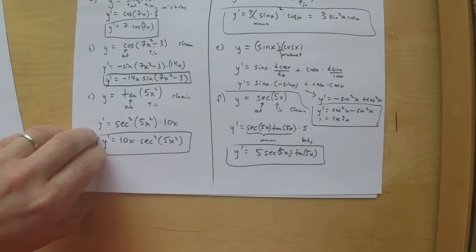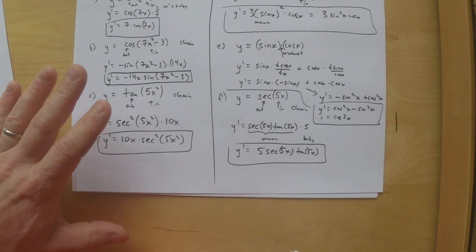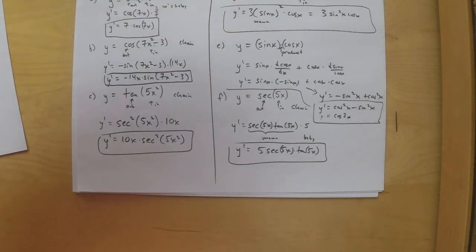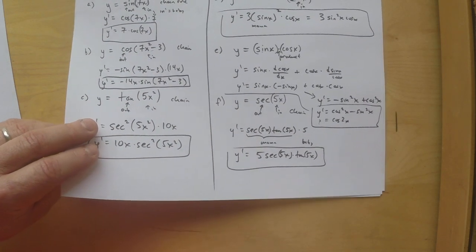Alright, so that's all the derivative rules that you've learned. The quotient rule wasn't in here, but we did that the other time. We would just do the same thing if you had a quotient of trig. You would do the quotient rule and clean it up with your algebra skills.